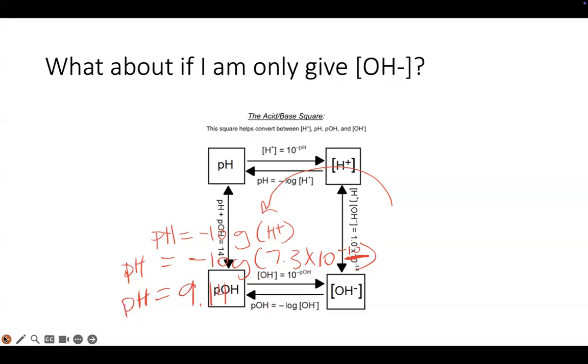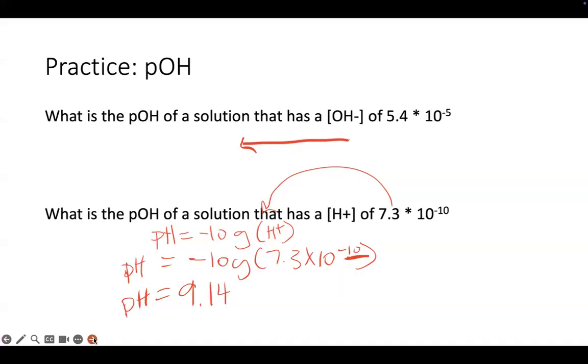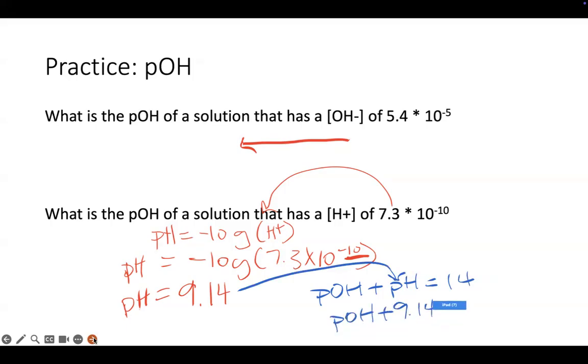So I just went from here to here. Now I want to go to pOH, and now it's kind of a mess, but I want to use this relationship here where pOH plus pH equals 14. Let's do a different color for the second step. So I know that pOH plus pH equals 14. I know that my pH is 9.14. So if I subtract 9.14 from 14, I should get my pOH.